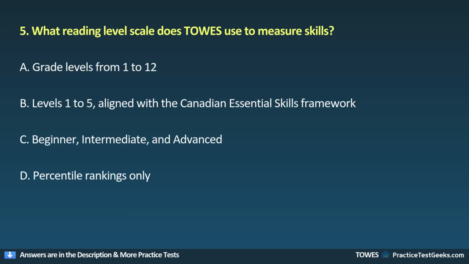5. What reading level scale does TOWES use to measure skills? A. Grade levels from 1 to 12. B. Levels 1 to 5, aligned with the Canadian Essential Skills Framework. C. Beginner, intermediate, and advanced. D. Percentile rankings only.